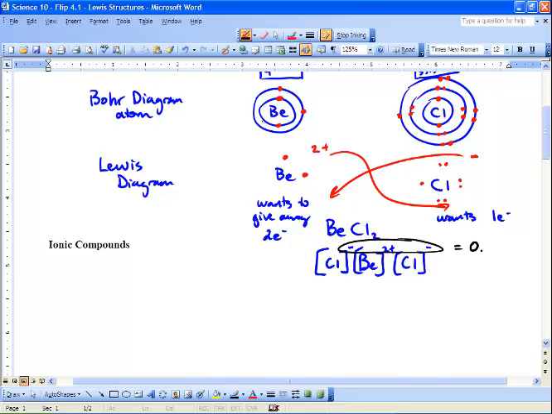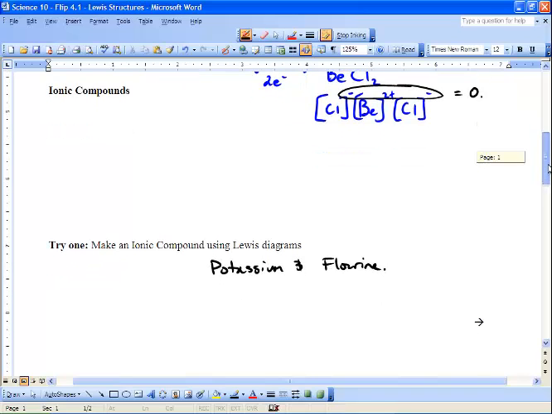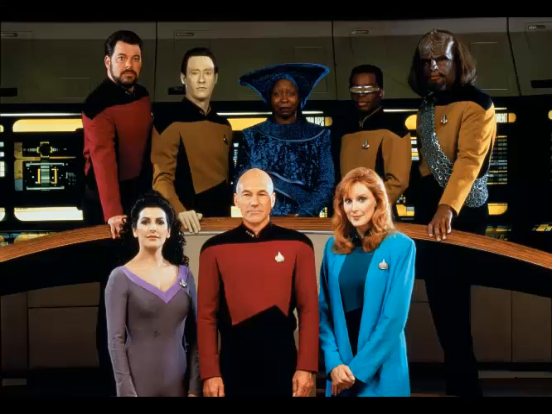Next, let's try to make an ionic compound with potassium and fluorine. I'd like you to try that on your own, please. Draw a Lewis structure of a potassium and fluorine compound. All right, let's turn the page.